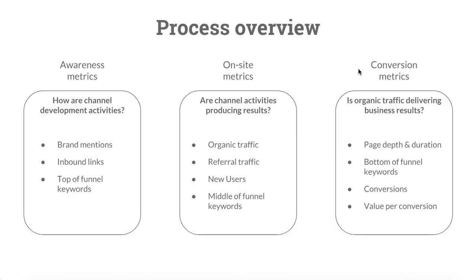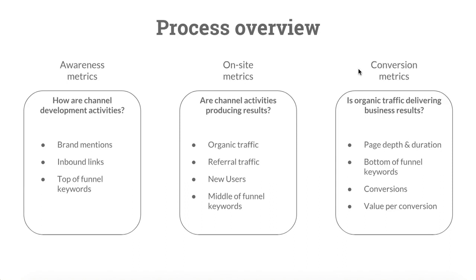So the reporting worksheet is set up with three types of metrics. The first being awareness. Under awareness, we're going to look at brand mentions, inbound links, and top of the funnel keywords. So we're going to be looking at some of the leading indicators of awareness and what creates an awareness of your brand on the internet.